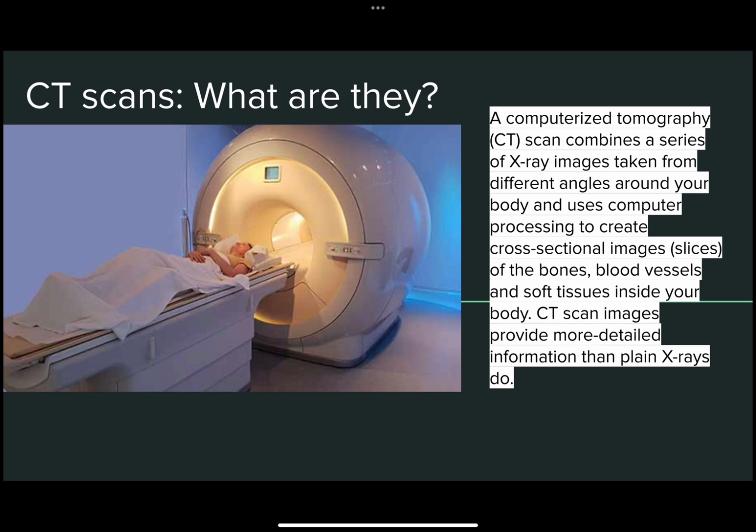So you see, CT stands for computerized tomography scan, which combines a series of X-ray images taken from different angles around your body and uses computer processing to create cross-sectional images of bones, blood vessels, and soft tissue inside your body. CT scan images provide more detailed information than plain X-rays do. Since CT scans use multiple X-rays from different angles, that means there is a combination of X-rays that are ionizing radiation.